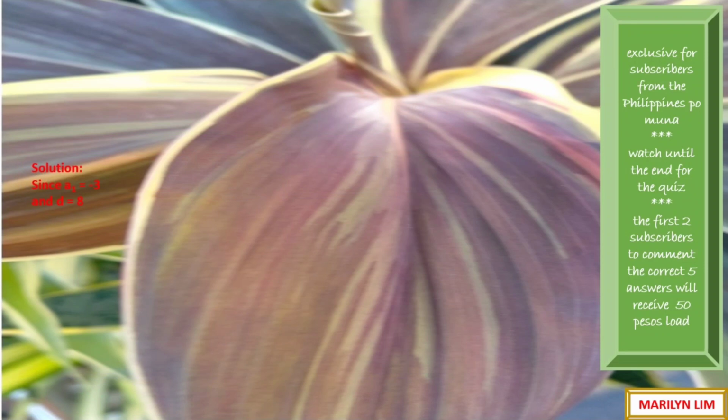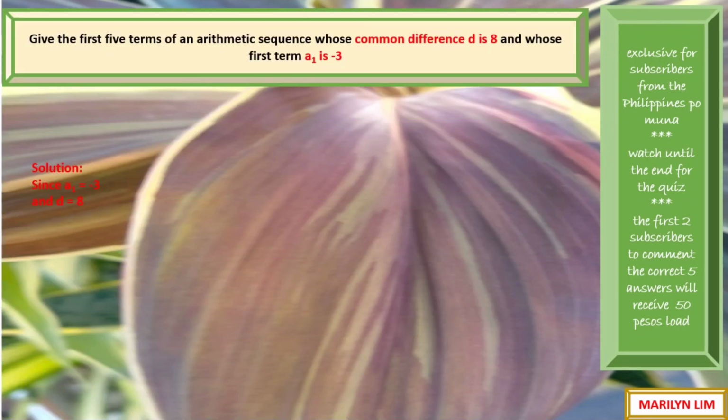Okay, let's try to learn this example. Give the first 5 terms of an arithmetic sequence whose common difference d is 8 and whose first term a sub 1 is negative 3. So how do we do that?